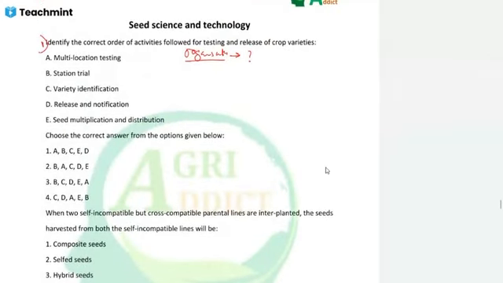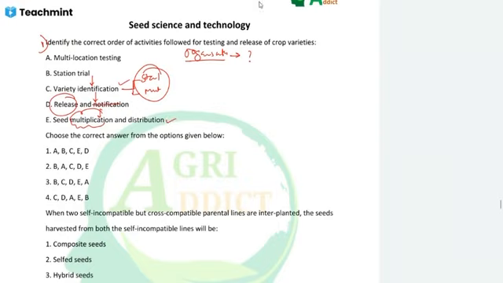Going back to the question about the steps followed: as I discussed, in variety identification itself there are two procedures, stational trials and multi-location trials. Once that is done, the variety is identified, then it is released and notified, and then it is eligible to be in the commercial chain, where it will be multiplied and distributed.